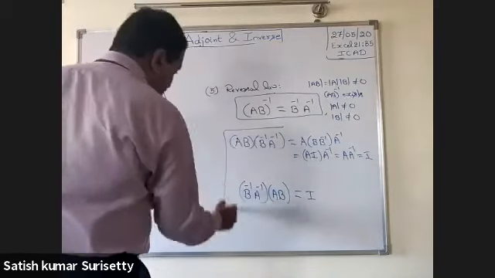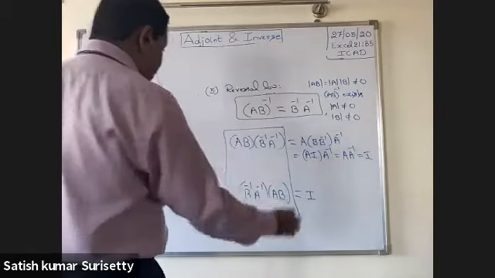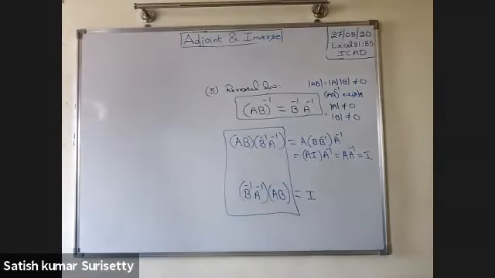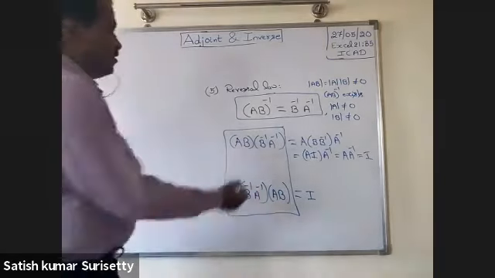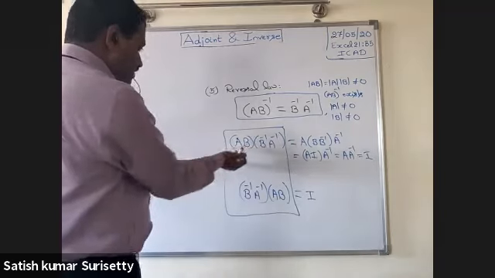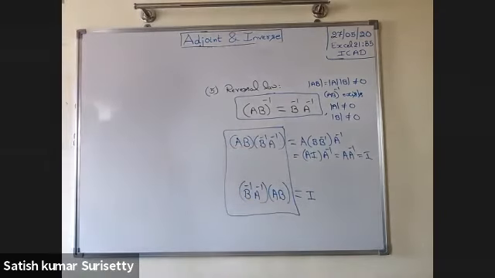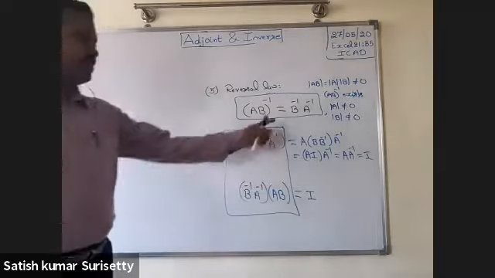Now this is in the form of AB equal to BA equal to I. Hence, B inverse A inverse is the inverse of AB. And you can write B inverse A inverse equal to AB whole inverse.